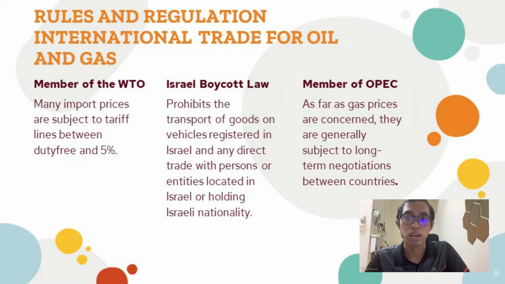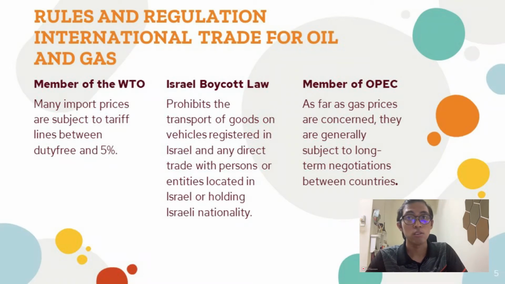Last but not least, we have the Rules and Regulation International Trade for Oil and Gas. In 1996, Qatar became a member of the WTO, which is the World Trade Organization. Many import prices are subject to tariff lines between duty-free and 5%. The business also has an increasing international footprint. As far as gas prices are concerned, they are generally subject to long-term negotiations between countries and their national oil and gas firms and are related to the crude oil prices.